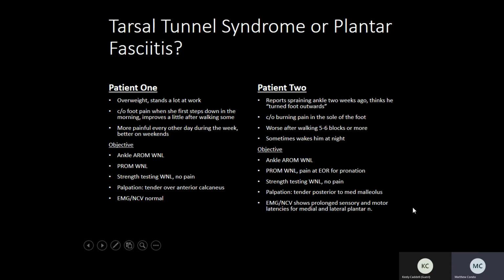So these patients are very, very different. Very different in terms of pathology, very different in terms of presentation. The big one is that EMG NCV, right? If I do an EMG on a patient and nerve looks fine, everything looks okay, we can probably rule out or screen out something like tarsal tunnel syndrome. If that EMG NCV does not look okay, then we need to at least consider that's a possible source of the pain. And like I said, we'll get into that in the very last section.